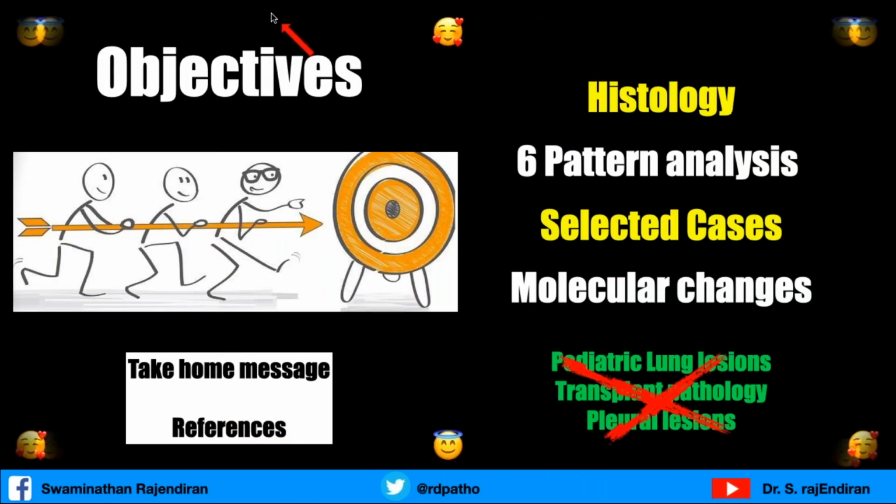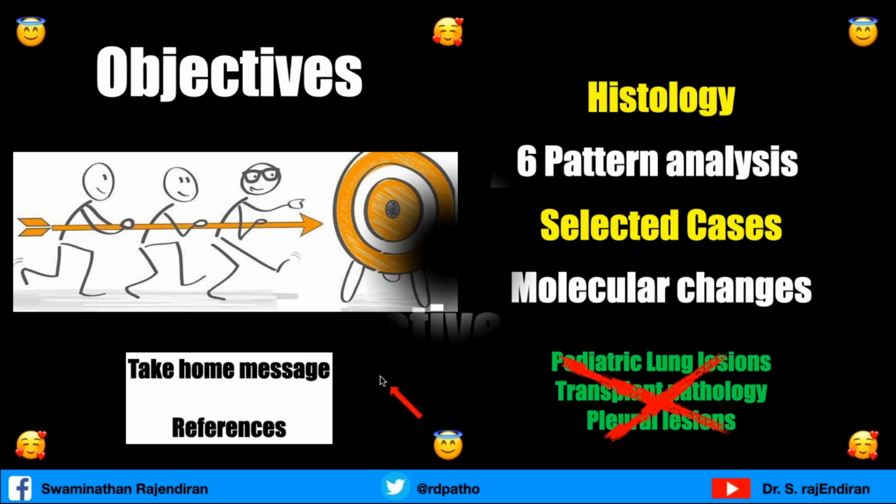For 2 hours, we will have fun, a case-based discussion on practical pulmonary pathology. And this is my objective. I always want to start with histology of the lungs, and then there is a common thing used in lung pathology known as 6-pattern analysis. I don't know how many of you know that. I follow the whole lecture on the 6-pattern analysis platform. We will go through the selected cases and we will end with molecular changes, and I will give you some take-home messages and references.